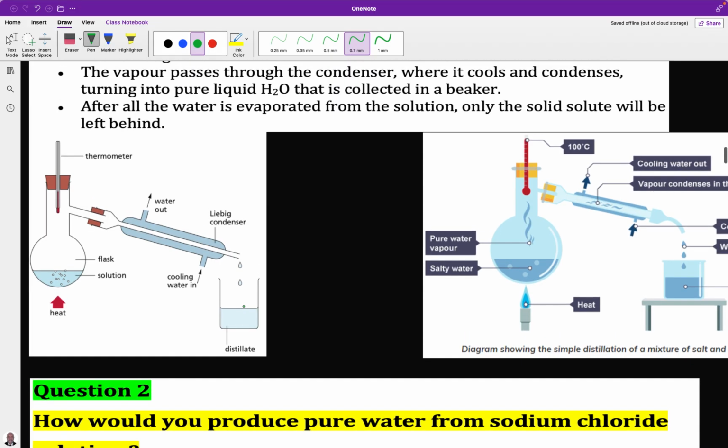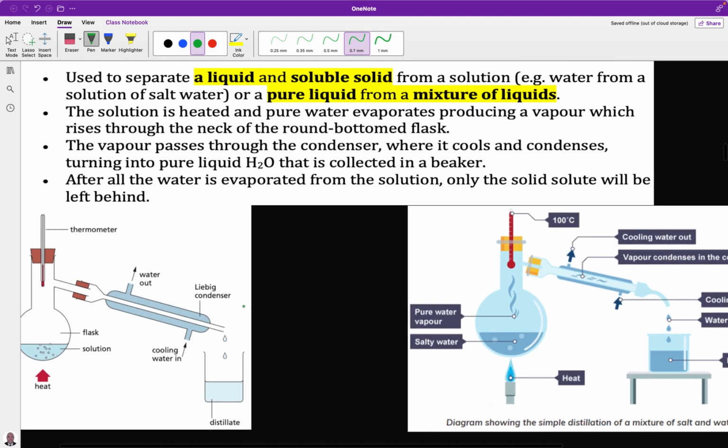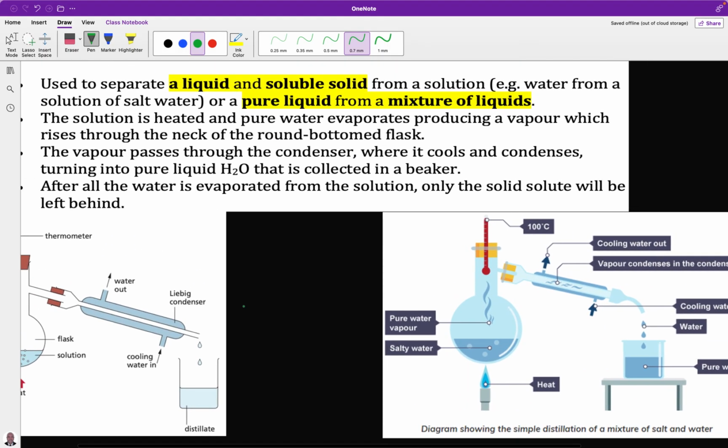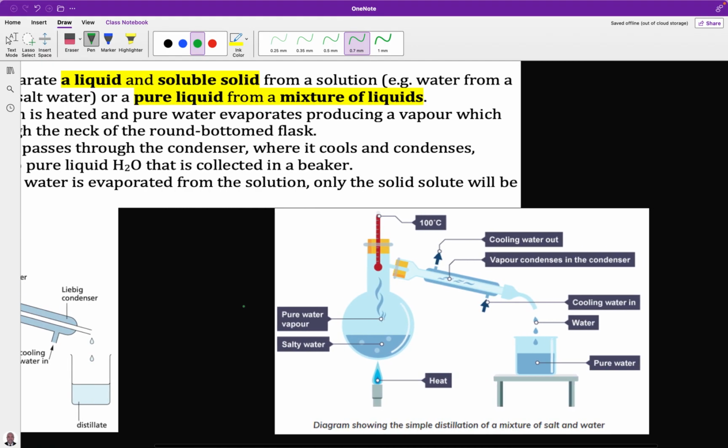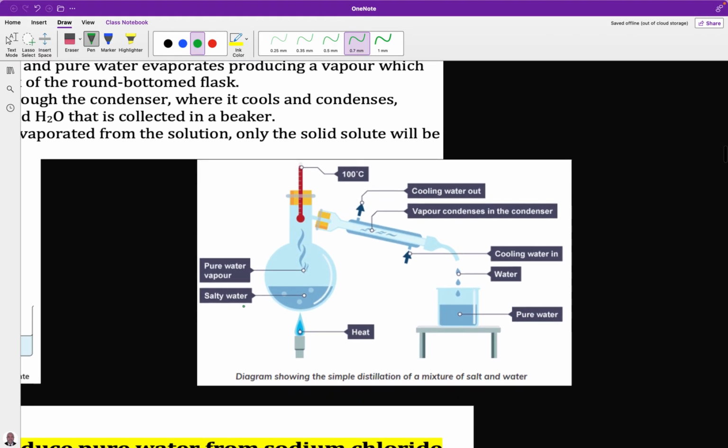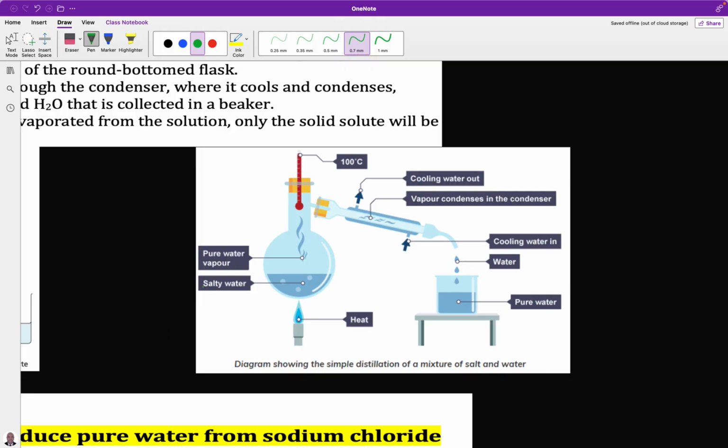Our example above is illustrated here. Here you have salt water, or salty water. Now heat is applied. When heat is applied, what happens? The salt water boils. When the salt water boils, what happens? Vapor, water vapor, is given out.